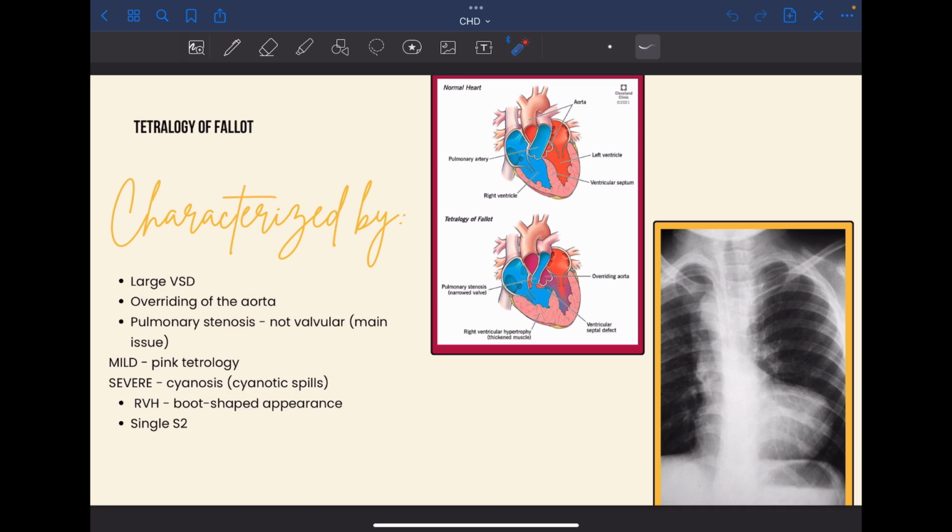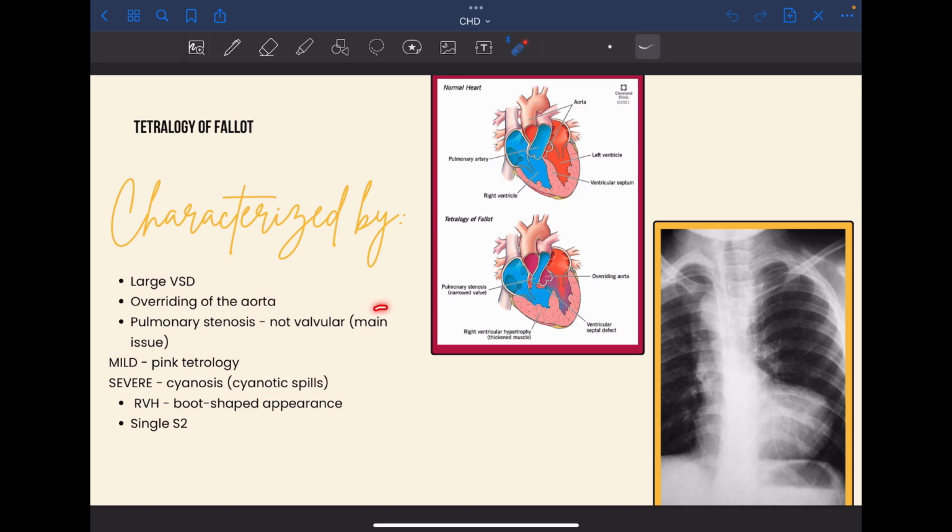Now, it's not stenosis in the actual valve. The stenosis happens a bit more in the infundibular part, or basically a bit below the valvular region. And then finally, we have the right ventricular hypertrophy, which we can see in the X-ray as a boot-shaped appearance, which is a distinguishable feature for tetralogy of Fallot. So the four findings are a very large ventricular septal defect, overriding of the aorta, pulmonary stenosis, and finally the right ventricular hypertrophy.